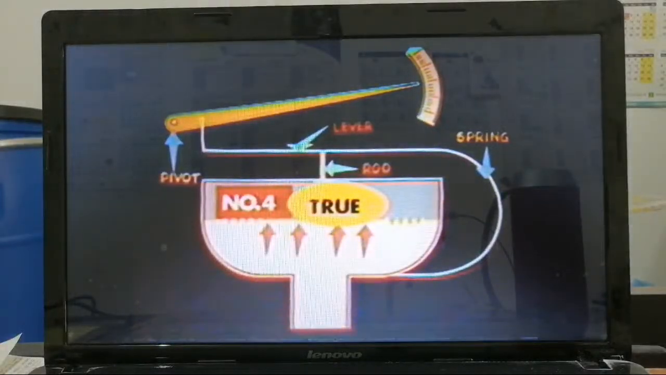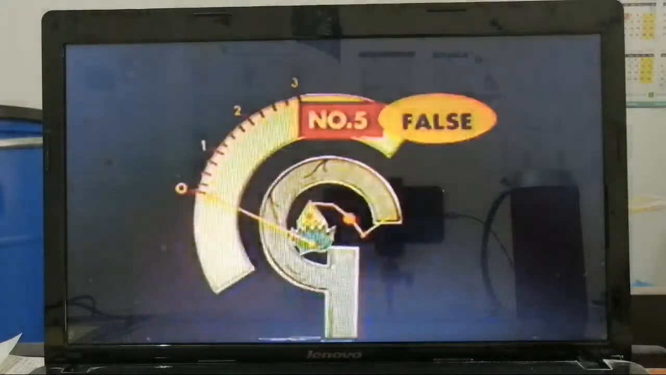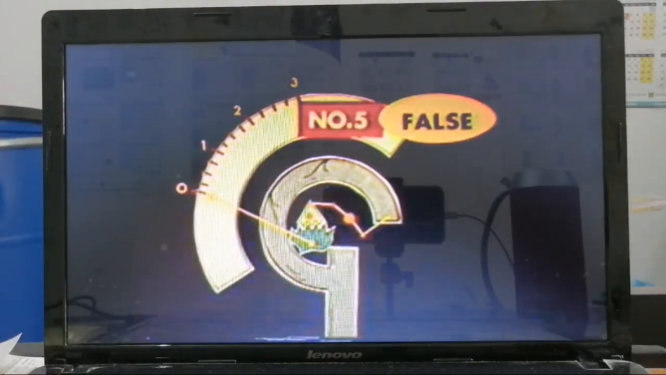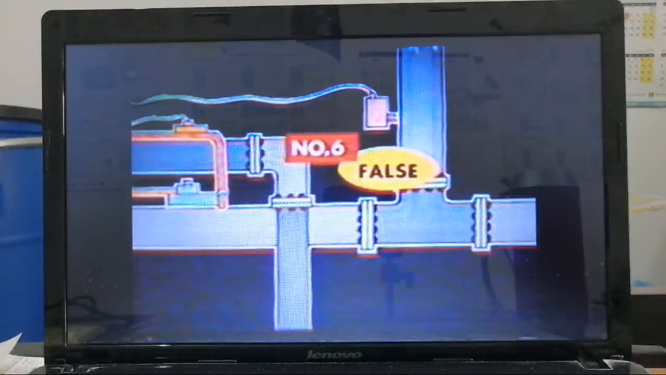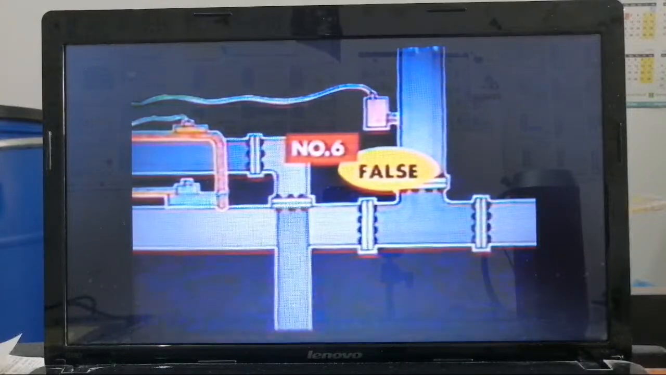It is also true that a diaphragm-type gauge can be made very sensitive to even small changes in pressure. True for number 4. For large pressure ranges, the Bourdon tube gauge is often used, and like the manometer and diaphragm gauge, this instrument measures pressure, not temperature. So number 5 is false. And so is number 6. Instruments usually transmit a signal by air pressure, called pneumatic systems, or by electricity, not by hydraulic pressures.